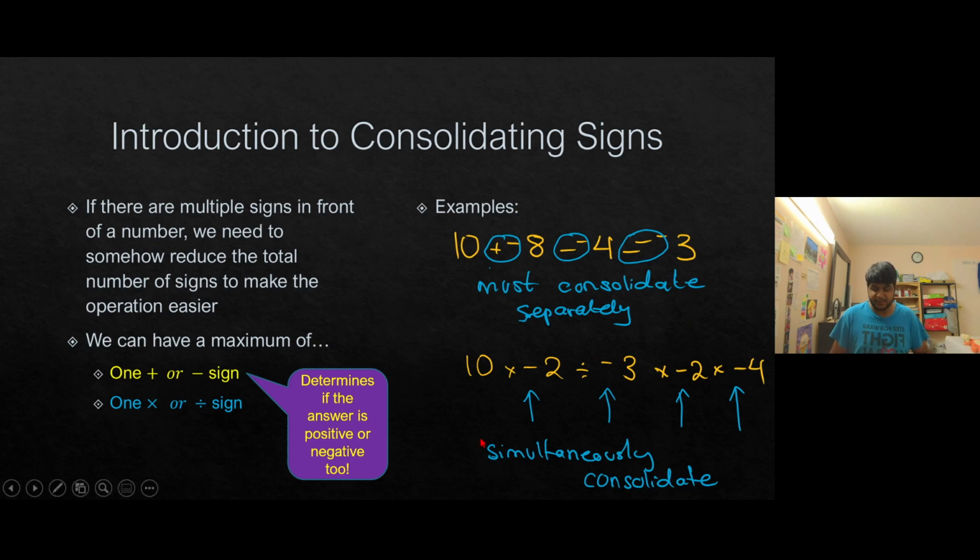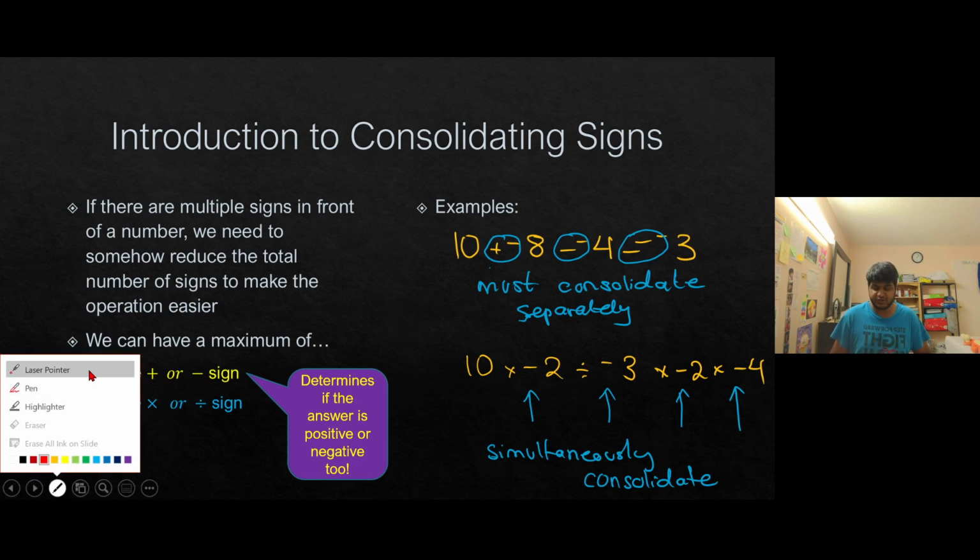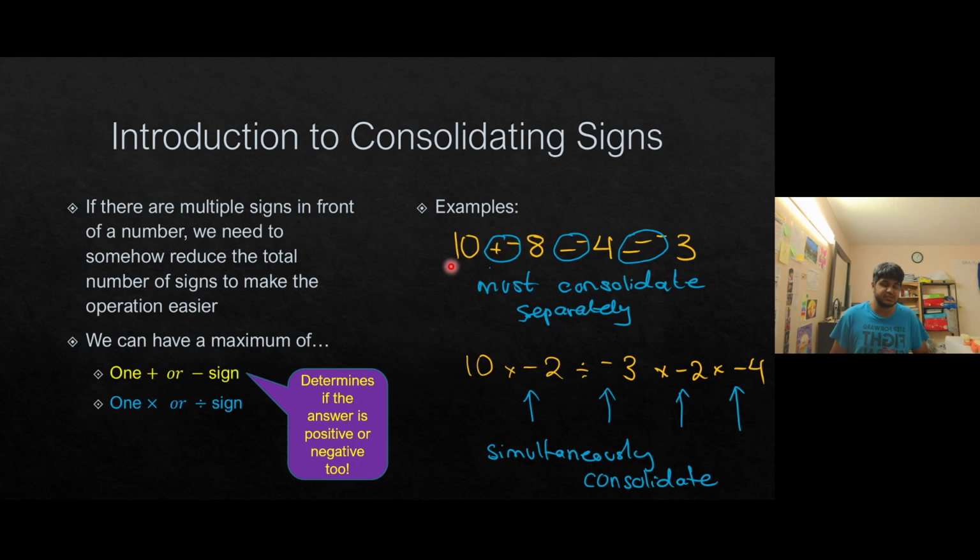So I've got some examples on the slide here of some situations where we might have to do this. In the first example, we have 10 plus minus 8 minus minus 4 minus minus minus 3. So what we do is we consolidate these three groups of signs separately and we somehow come up with only one sign, right? We don't have any multiplication or division in this top example here, so we're only going to have one sign where this blue circle is, one sign where this blue circle is, and one sign where this blue circle is. And we're going to talk about how to do that in the following slide.